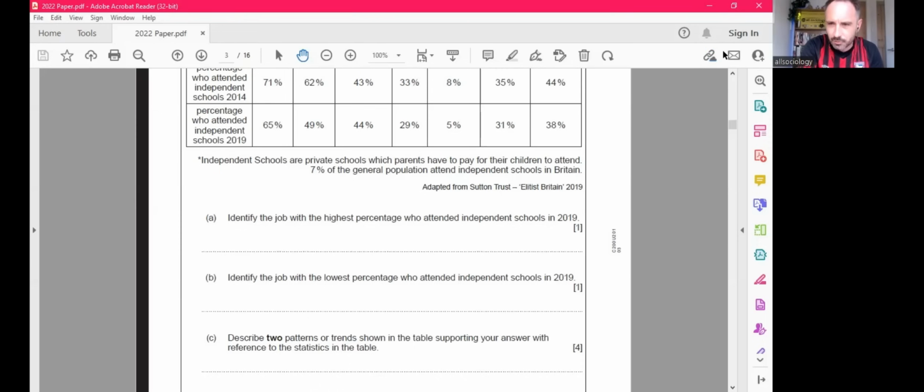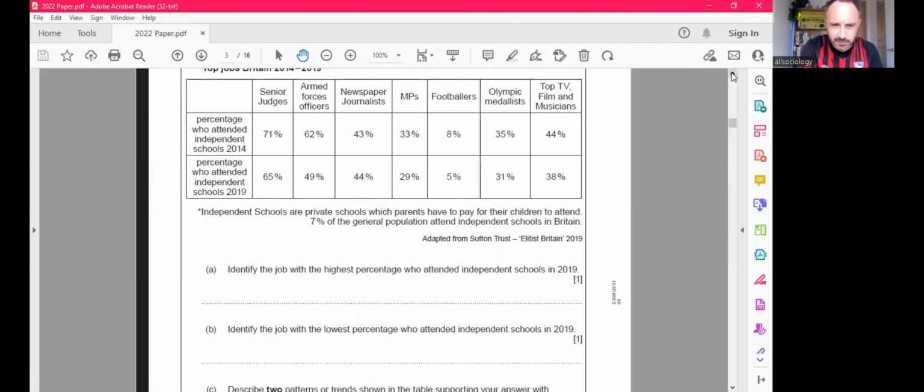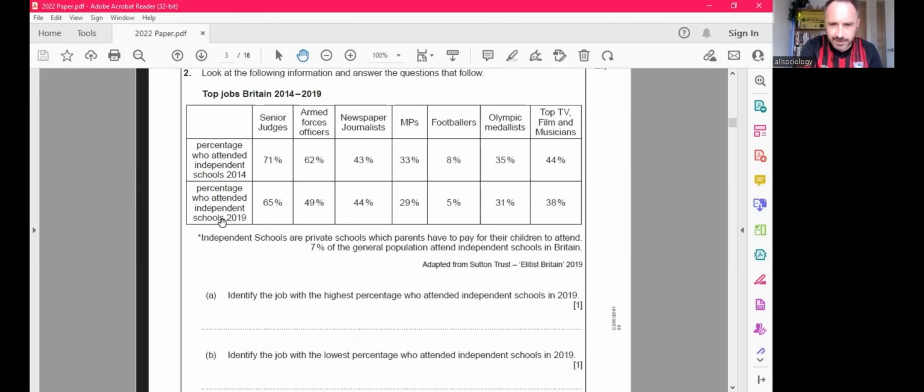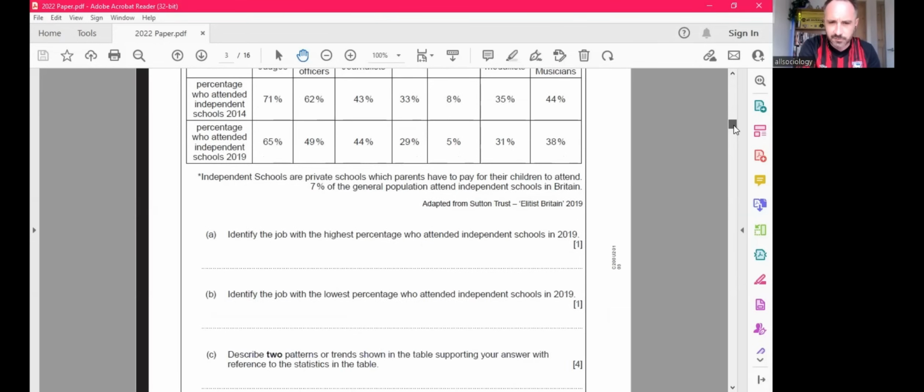Now, if you look at the table, you should be able to work out, we're only looking at the 2019 column here. So we look at the highest number there, that's senior judges. So it's senior judges for A, and then identify the job with the lowest percentage who attended independent schools in 2019. Look at the lowest number here, that would be footballers. So you write senior judges for A and footballers for B.